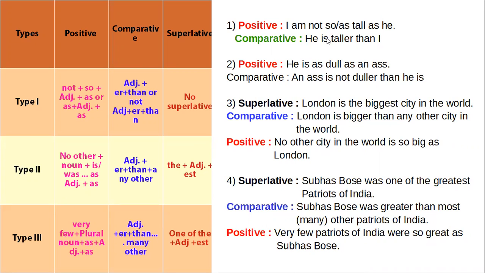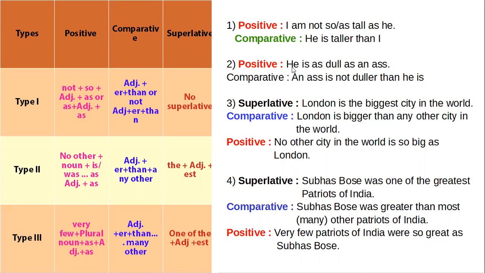Now we have to change it into comparative. Which type is it? It is the first type, and in the first type there is no superlative degree. So I change it to comparative: He is taller than I. We should add er to the adjective: adjective plus er plus than. This is the structure.